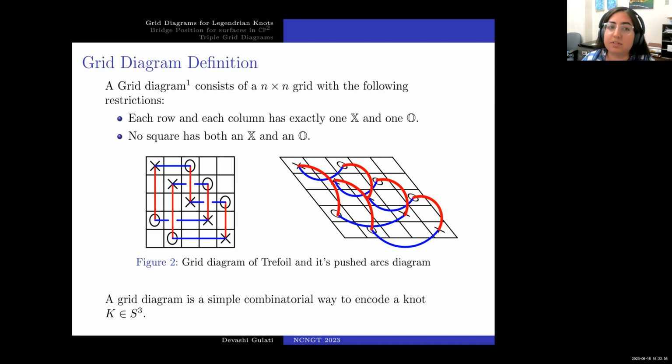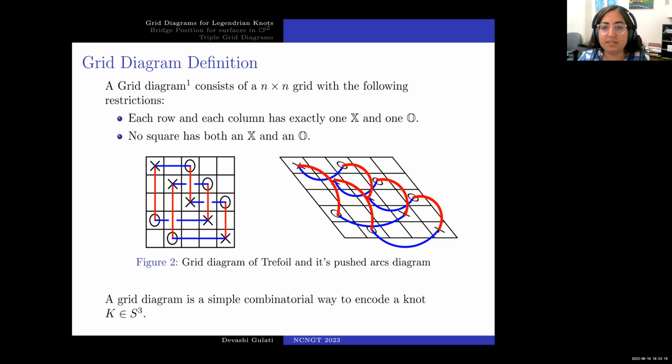Grid diagrams. A grid diagram consists of an n by n grid with the following restrictions. Each row and each column has exactly one x and one o, and no square can have both. On the left, we have the grid diagram for a trefoil. The x's and o's have been connected by red and blue arcs. On the right, we have the diagram obtained by pushing the horizontal arcs into the screen, away from you, and the vertical arcs out of the screen towards you. In this manner, we can see that the vertical arcs are above the horizontal arcs when it comes to crossings.